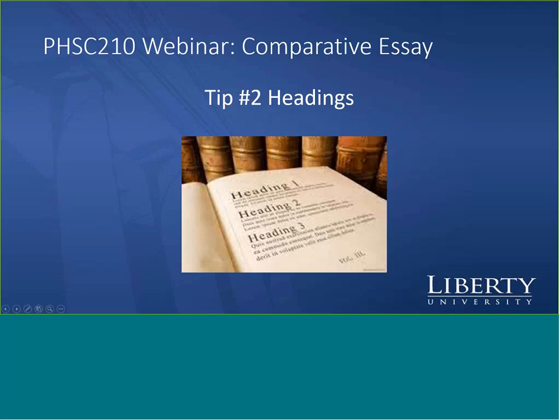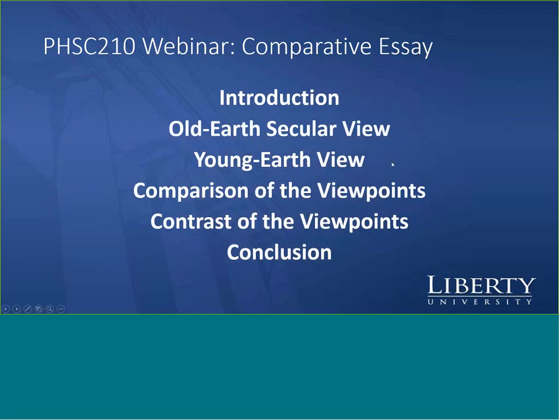Tip number 2, headings. There are 6 headings for the comparative essay, and each heading should be considered a level 1 heading, which means it should be centered and bold-faced and should not contain any Roman numerals or outline lettering of any kind. It just should stand alone as itself. So here are the 6 headings required for this paper: Introduction, Older Secular View, Young Earth View, Comparison of the Viewpoints, Contrast of the Viewpoints, and the Conclusion.